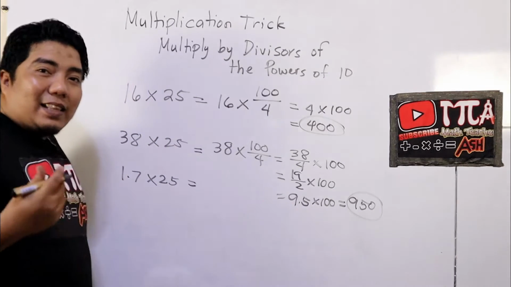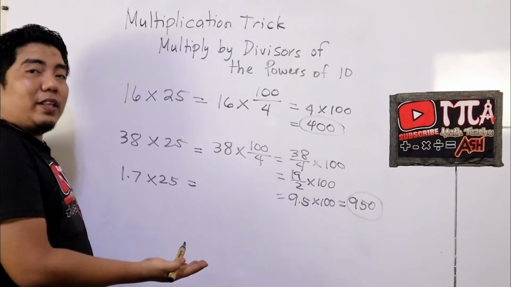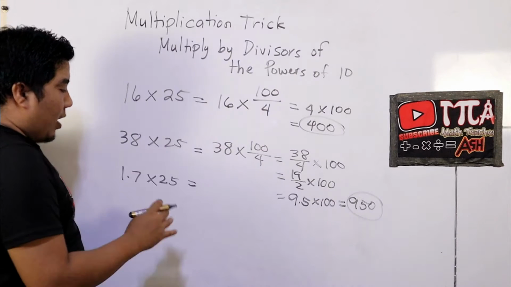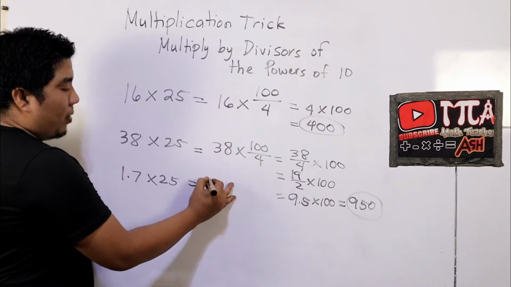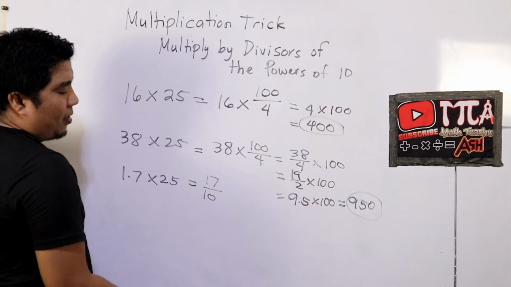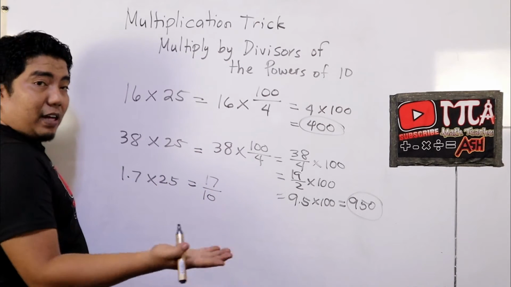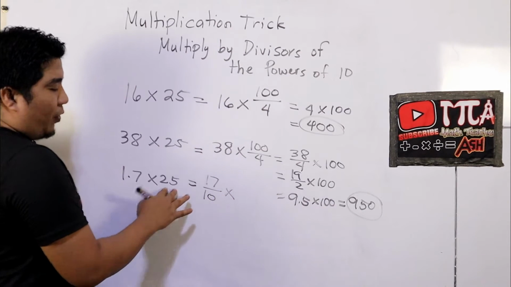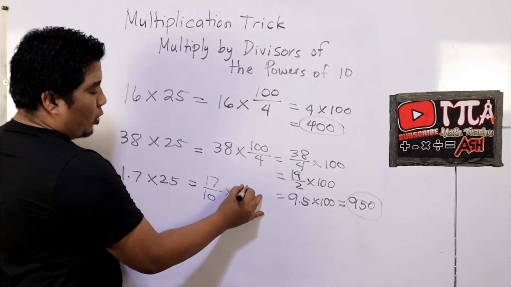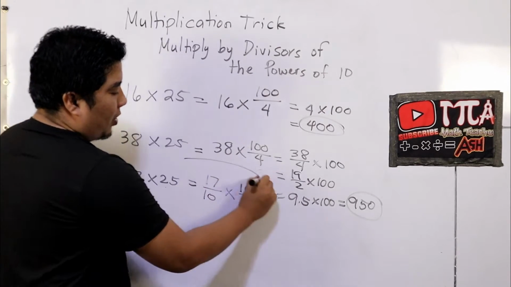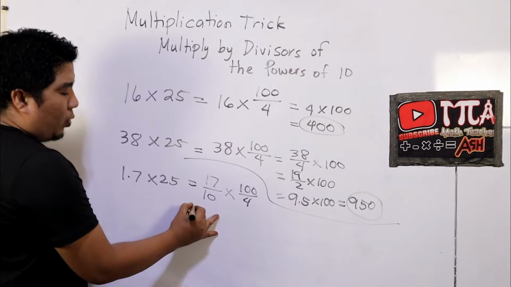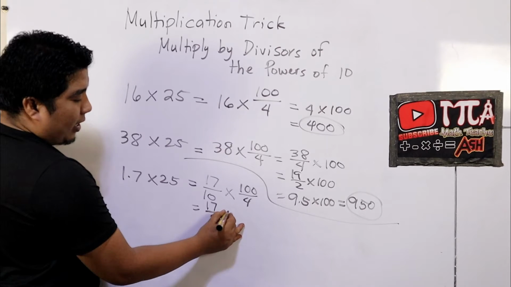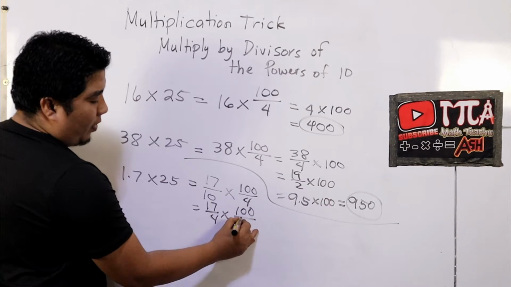What if we have a decimal number times 25? So, basically, this 1.7 here, you can convert this into a fraction, and that will become 17 over 10. Because 17 divided by 10, that is 1.7. Okay? Then, you convert 25 into powers of 100. So, that is 100 over 4. Same as earlier. Okay? So, what we will do is, you can interchange them. So, this will become 17 over 4 times 100 over 10.